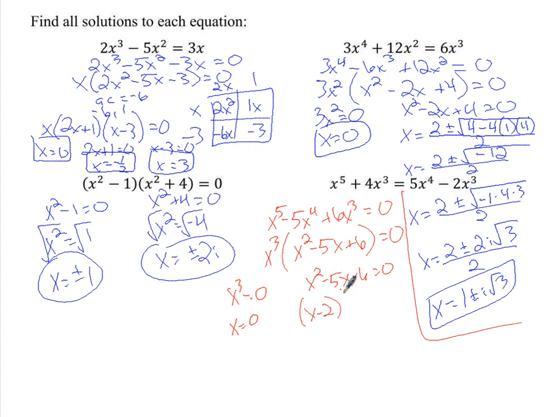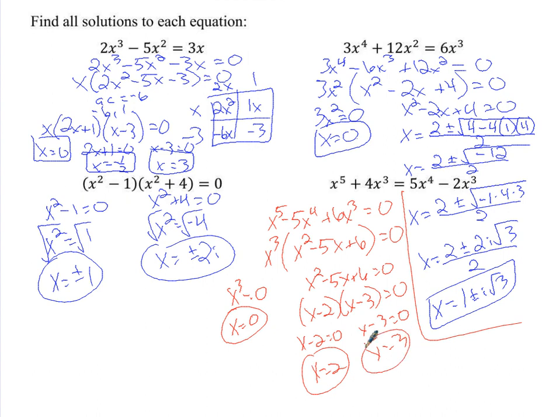X minus 2 times x minus 3 equals 0. Now I can split that one up. X minus 2 equals 0. X minus 3 equals 0. So x equals 2. X equals 3. 3 solutions there. One more for a total of 5.